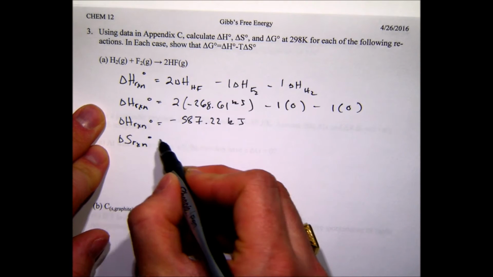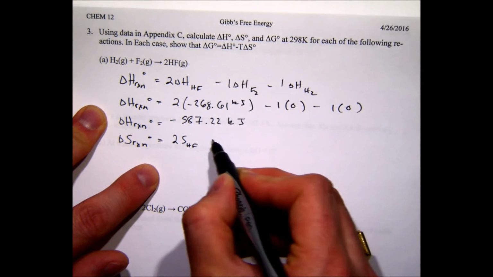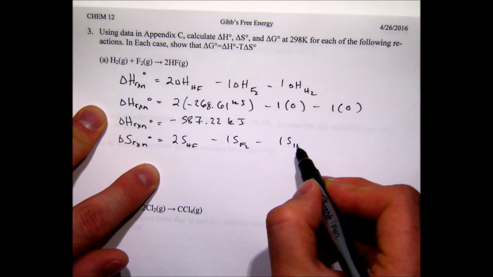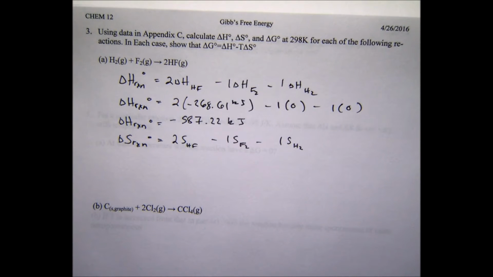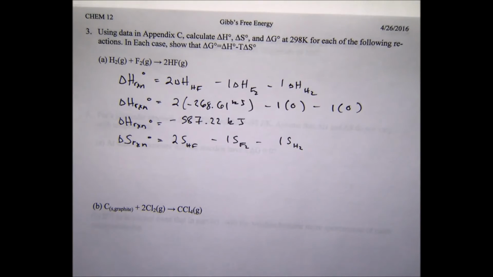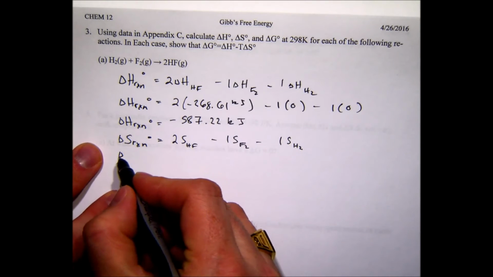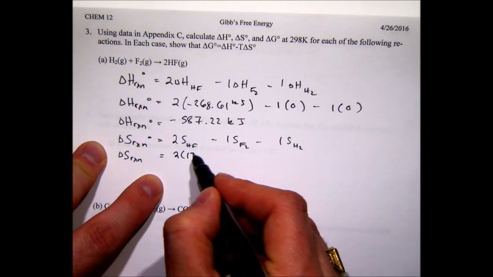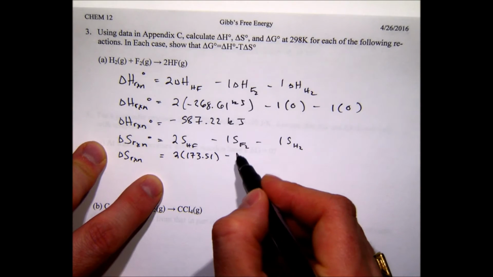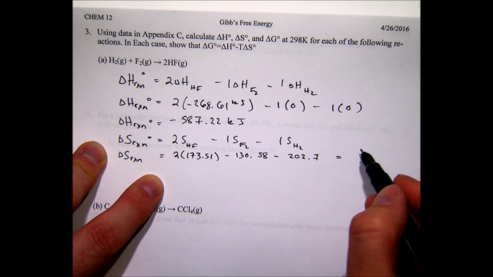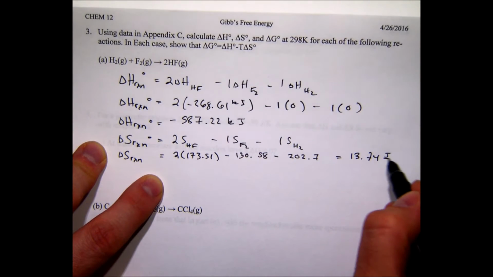Now we move to delta S of reaction is equal to 2 S of HF minus 1 S of F2 minus 1 S of H2. So we're doing exactly the same thing. We know that during enthalpy calculations, pure substances like hydrogen and fluorine gas are zeros. That is not true for entropy, so we actually have a little bit more work to do here. So delta S of reaction is equal to 2 times 173.51 minus 130.58 minus 202.7, and that's equal to 13.74 joules per Kelvin.